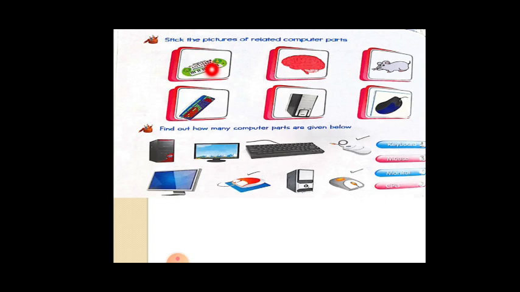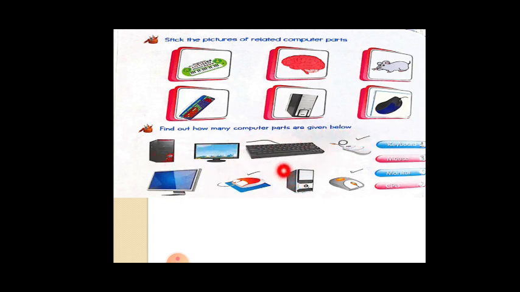I have already done it. Piano looks like the keyboard. Brain is nothing but the CPU. The animal mouse looks like your computer mouse. So I have already stuck the pictures. You also do, children. Find out how many computer parts are given below. You need to write down how many parts.